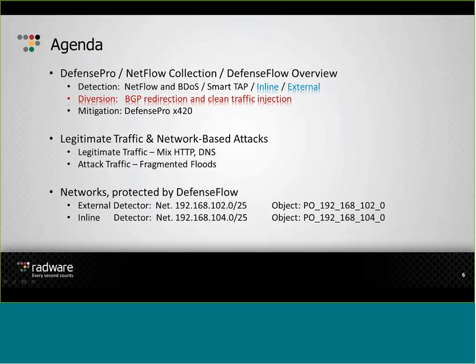Regarding the diversion plan, we're going to send BGP advertisements to the border routers to divert the traffic towards the scrubbing center. And the clean traffic will be leaked back using VRF leaking. I am going to show you later on. The mitigation devices on the scrubbing centers are the HTX 420 units.